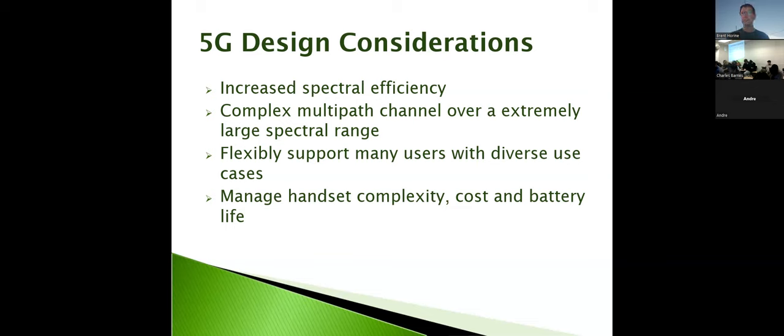So that system needs to be able to adapt to very, very different scenarios. We need to flexibly support many users with diverse use cases, and that was what that previous slide was about. And while we do all this, we still need to manage our handset complexity and cost, the base station itself too, and battery life. Actually, energy at the base station is a big concern too. That's a non-trivial cost for carriers to provide electricity. So there's a big push to have very efficient base stations, but it becomes really apparent in a handset if it only works for a few hours before you have to recharge it.